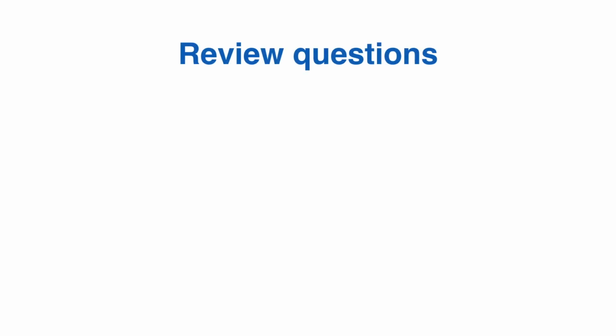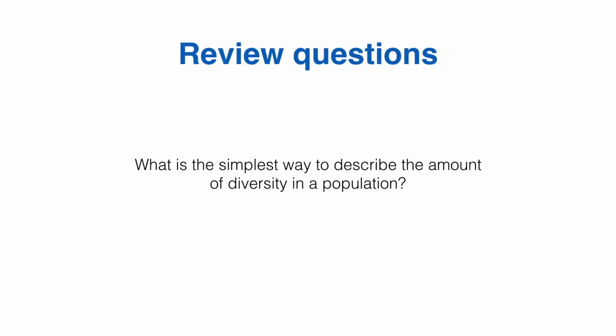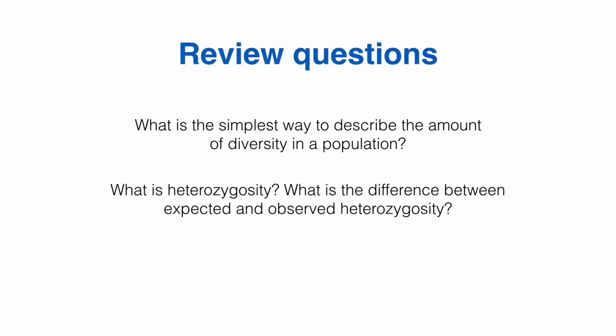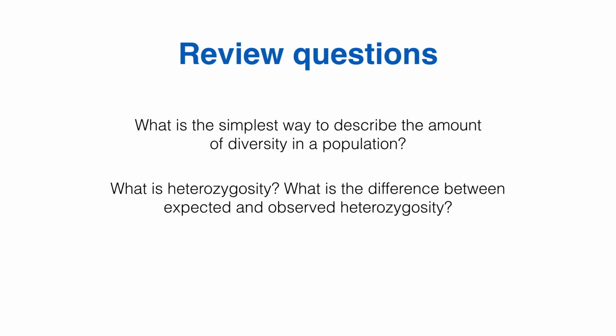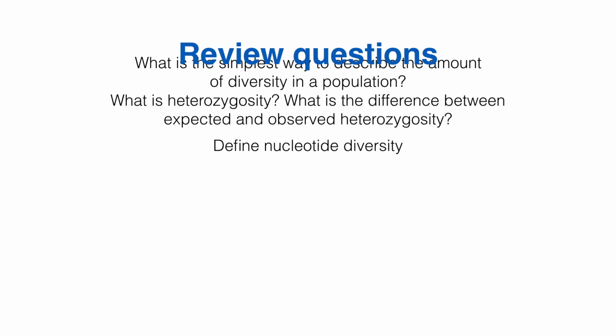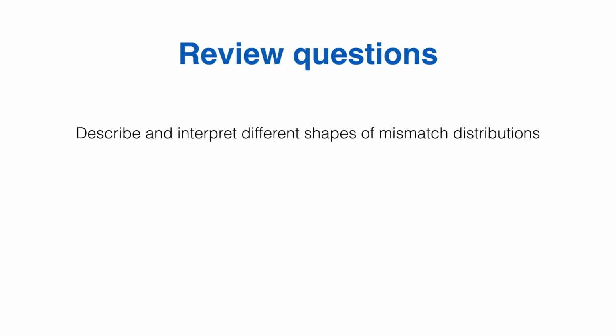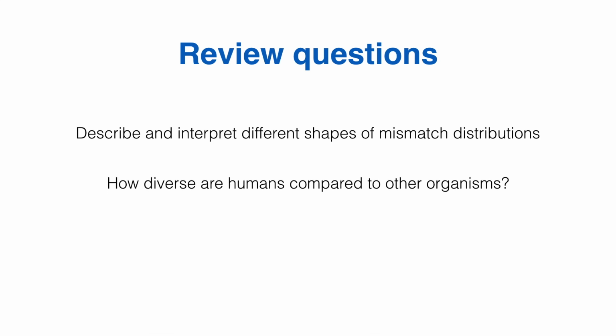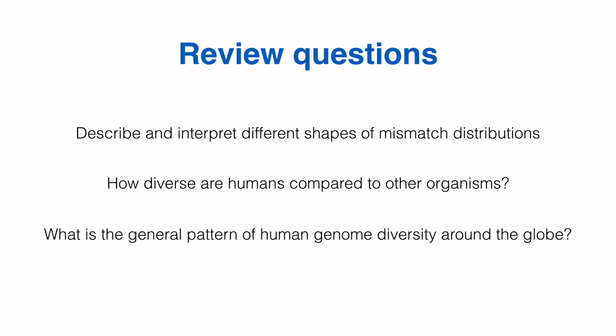I prepared some review questions for you. What is the simplest way to describe the amount of diversity in the population? What is heterozygosity? What is the difference between expected and observed heterozygosity? Can you define nucleotide diversity? Describe and interpret different shapes of mismatch distributions. How diverse are humans compared to the other organisms? What is the general pattern of human genome diversity around the world?